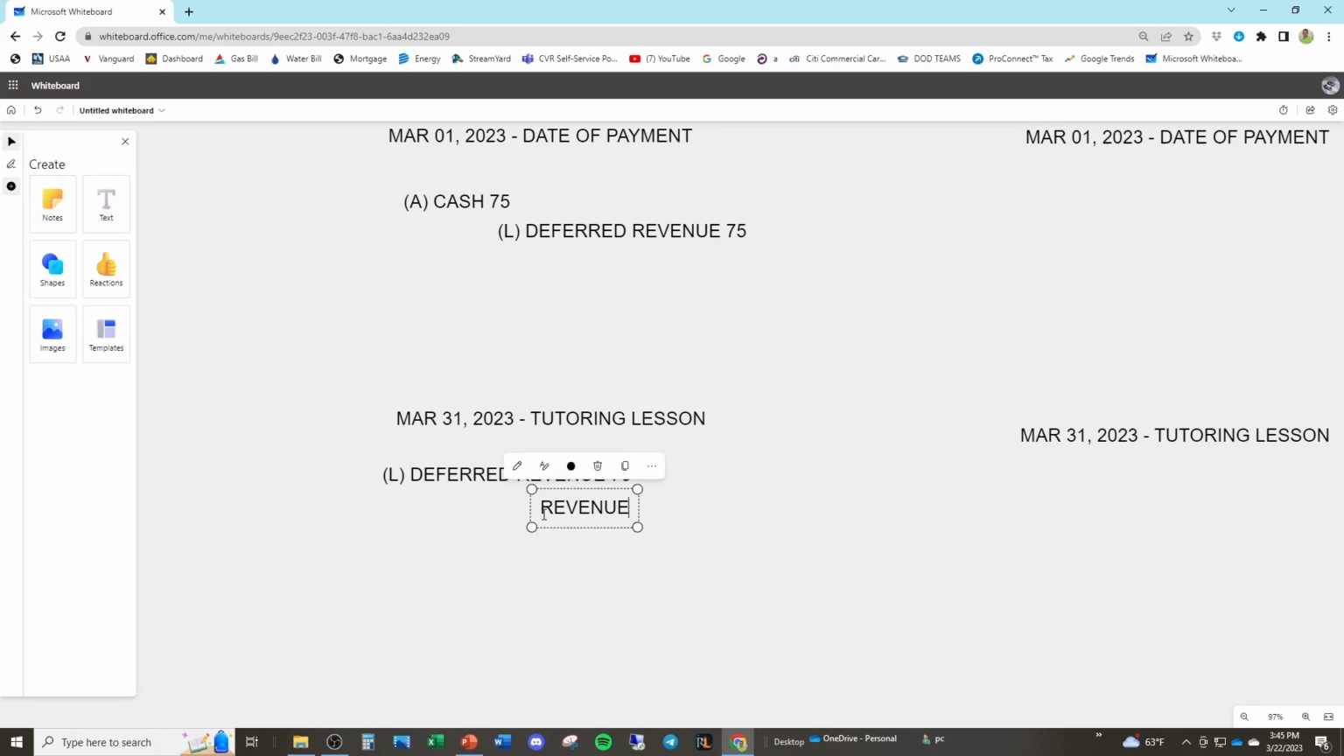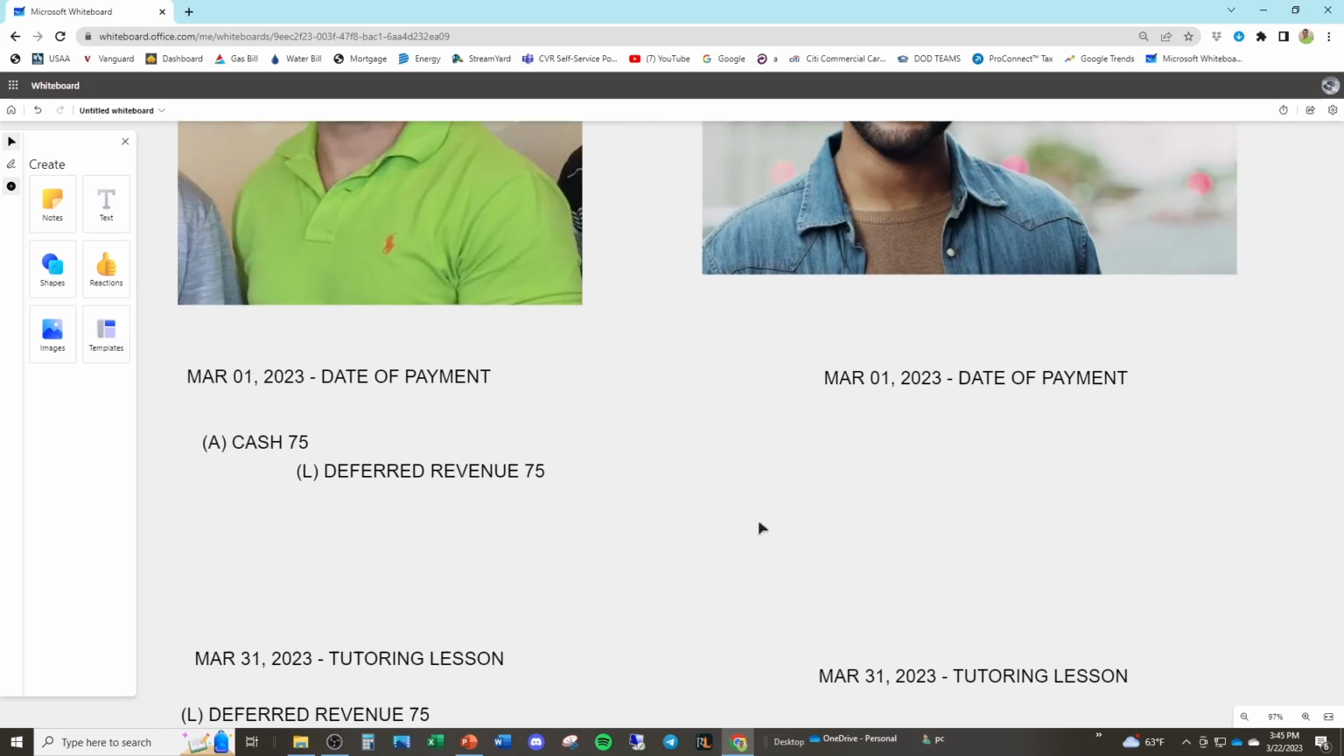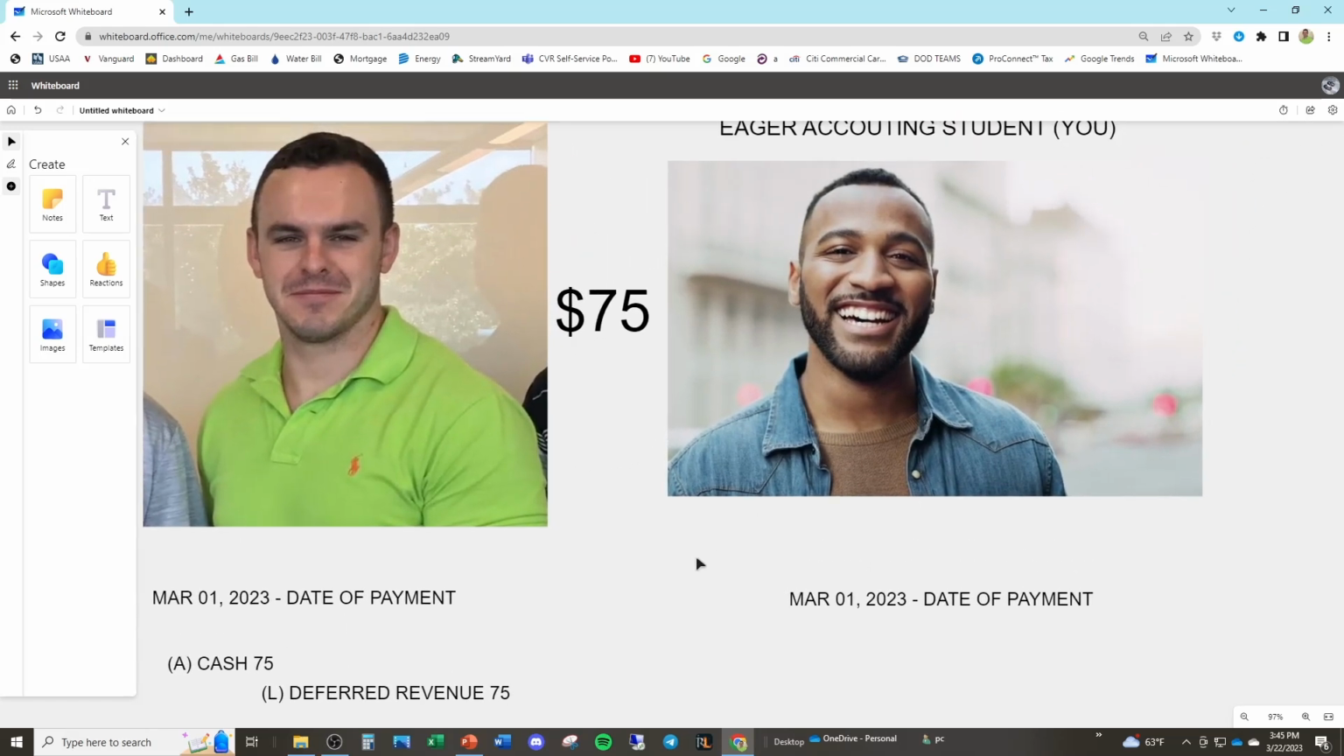On the accrual basis of accounting, when you perform the work, which Chris did, Chris met with the student and he performed the work, he earns the revenue. So there you have it. We've reversed out the deferred revenue and replaced it with revenue, which goes to the income statement. Now, a lot of people get confused because they'll say, oh, well, Chris did the lesson on March 31st, so shouldn't I be debiting cash? No, you've already debited cash. The student gave you the cash on March 1st, 2023. But that's not when you performed the service. Hopefully that makes sense.